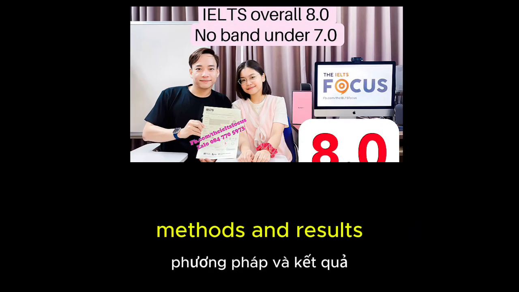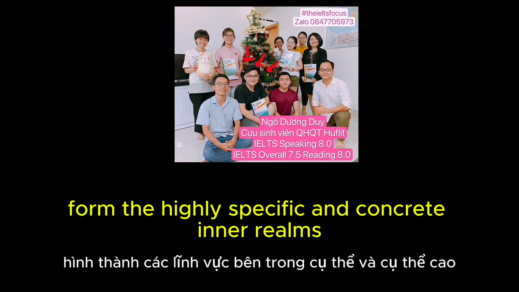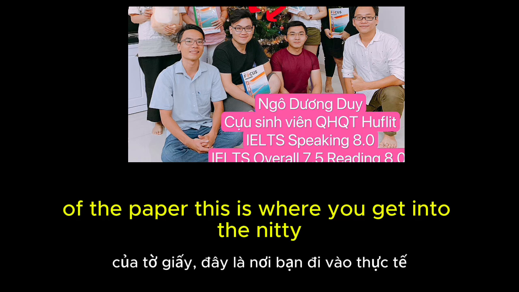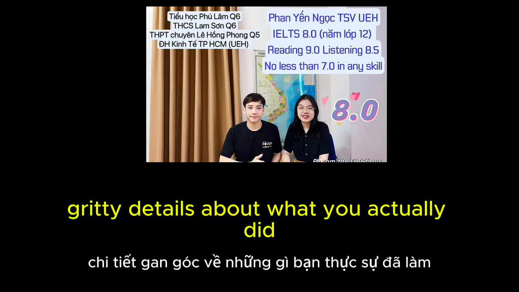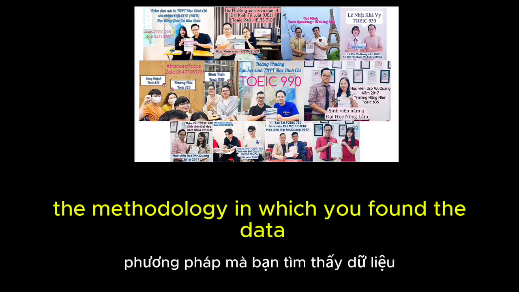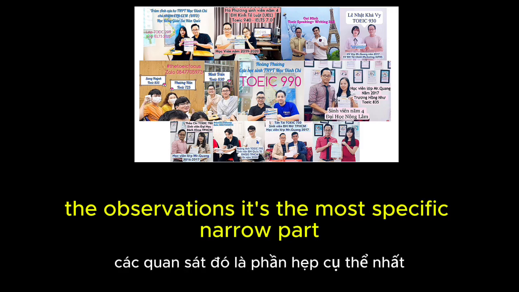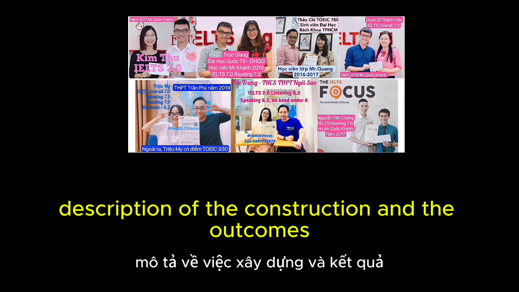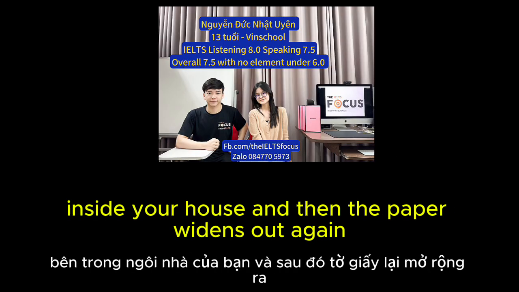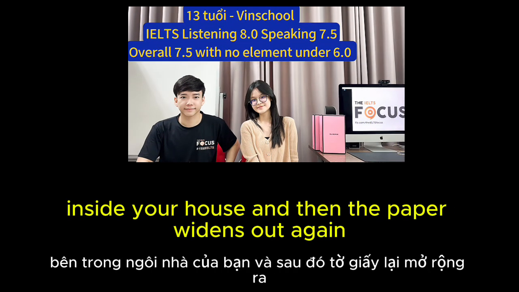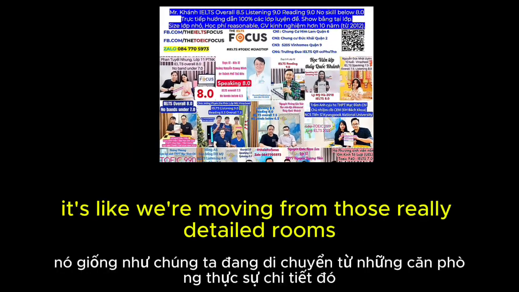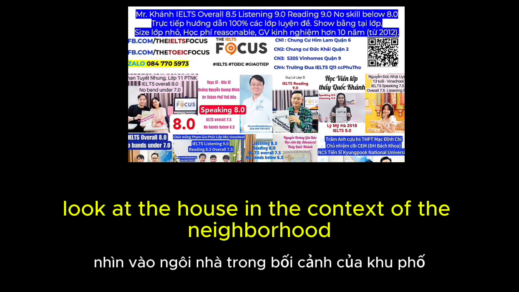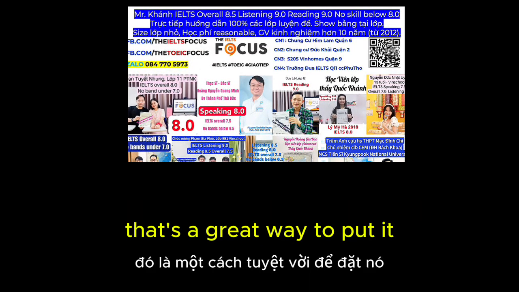Those sections, methods and results, form the highly specific and concrete inner rooms of the paper. This is where you get into the nitty-gritty details about what you actually did, the methodology, and what you found, the data, the observations. It's the most specific, narrow part, the detailed description of the construction and the outcomes inside your house. And then the paper widens out again in the discussion section, right? It's like we're moving from those really detailed rooms back out to look at the house in the context of the neighborhood again. Exactly. That's a great way to put it.